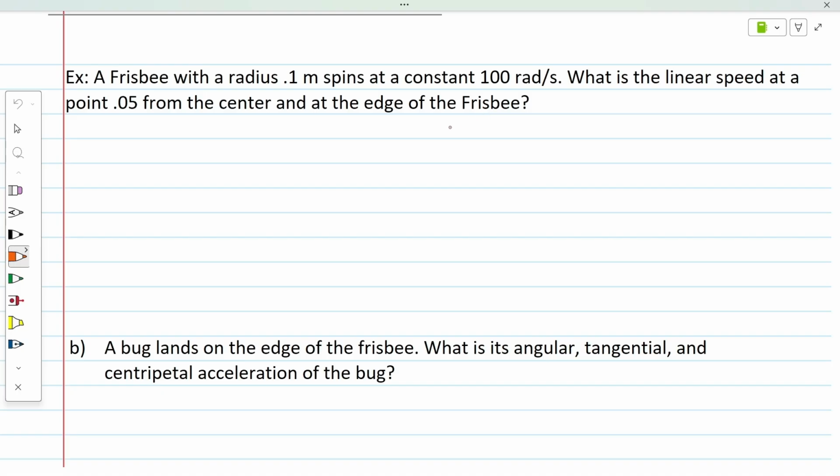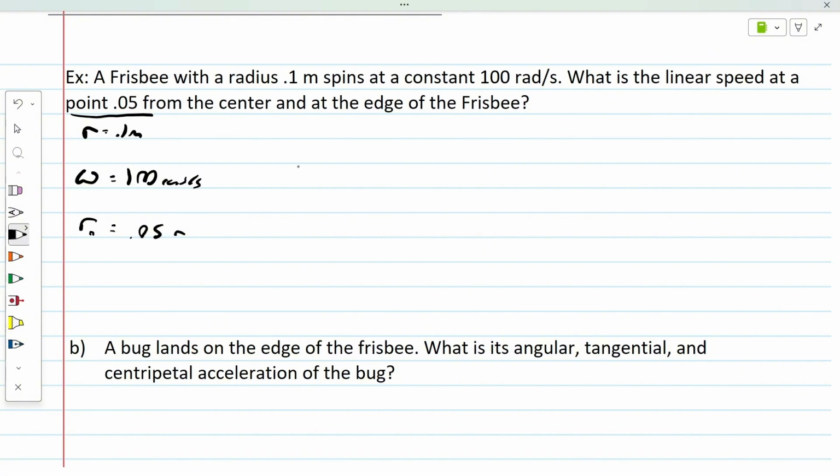Let's define some variables first. We know the radius is equal to 0.1 meters. We also know the angular velocity is constant, so there's no angular acceleration. This is the radius of the whole frisbee, but we're also asked to find the point at 0.05, so that radius, we'll say r naught, is 0.05 meters.